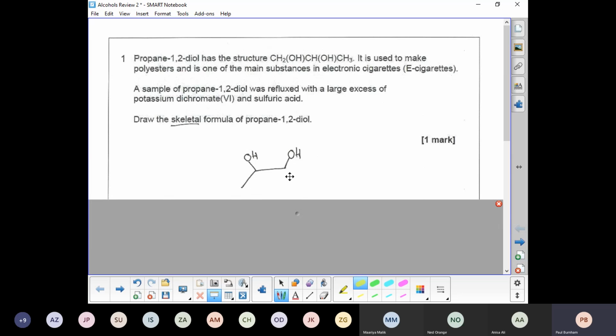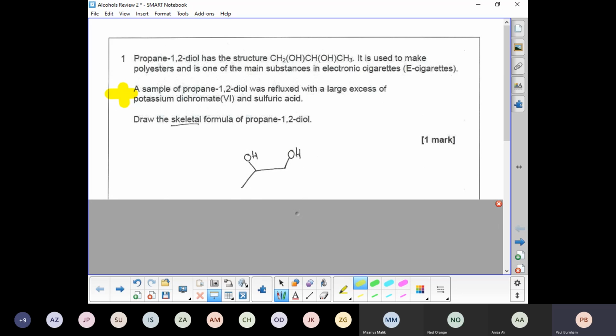And you can see I've put the answer into the first one already, and we will talk about this as we go through it. Propane 1,2-diol has the structure, and you're given your structural formula, and it's used to make polyesters, and it gives you some more information. Now, of course, we're talking about an oxidation reaction. You can see here a sample of propane 1,2-diol was refluxed with a large excess of potassium dichromate(VI) and sulfuric acid. So the first thing you're asked to do is draw that starter material, the skeletal formula.